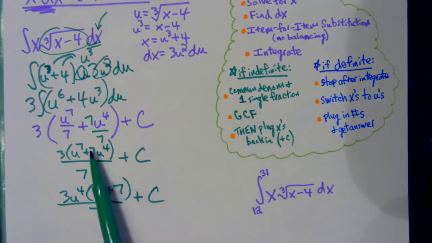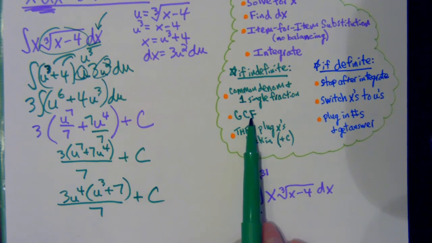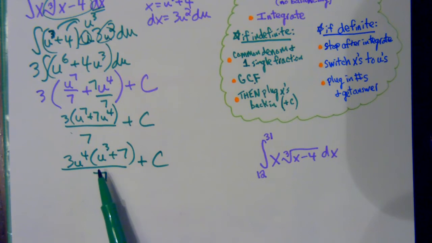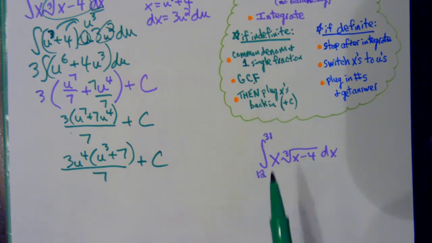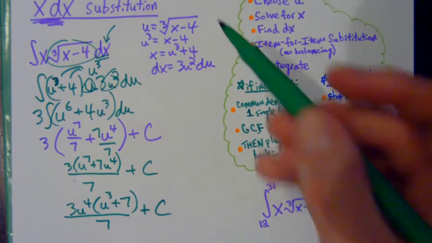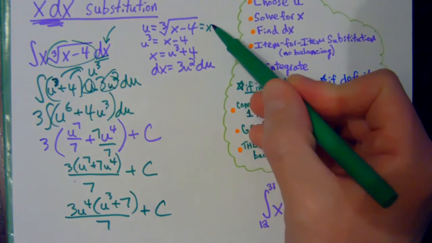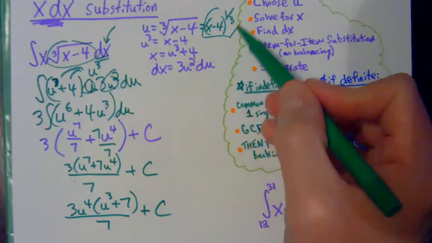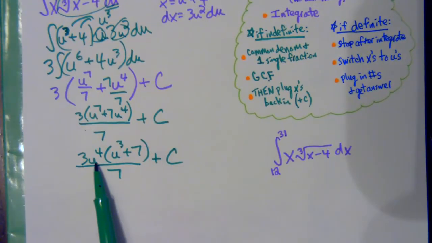All right, so I did my common denominator, one single fraction. Now I'm going to do the GCF. I'm sorry, I just did the GCF with those nice, easy exponents. And now we're going to plug the x's back in. When I plug my x's back in, I realize that this is really x minus 4 to the 1/3 power. So I'm going to take that and stick that in right there for the u.